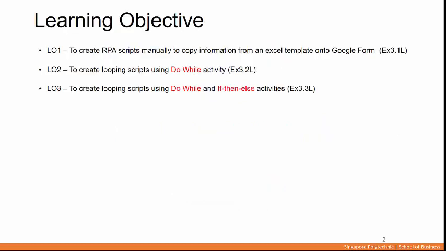So we will actually be starting to use RPA scripts to copy information onto a Google Form. We will be learning about the concepts of loops. This will also be an important concept as you go into term 2. Finally, we're going to also combine the usage of do-while loops along with if-then-else. So if-then-else are basically tools that allow you to control the way that the script acts. So depending on the input, you could do something different.